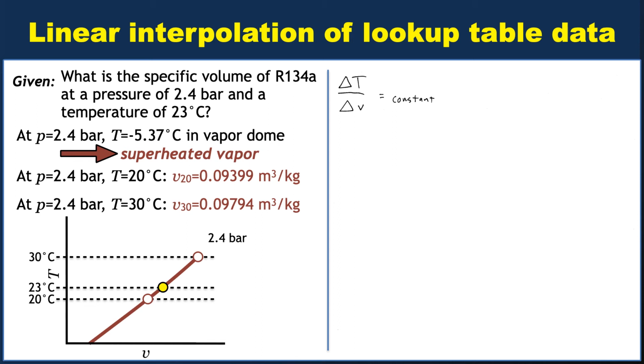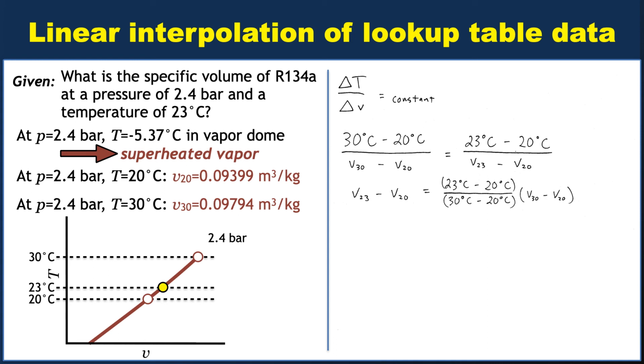So if we write that out, on the left-hand side, we have the slope between 30 degrees and 20 degrees. It's just 30 minus 20 divided by the specific volume at 30 minus the specific volume at 20. If the two slopes are equal, that should equal 23 degrees minus 20 degrees divided by now the specific volume at 23 degrees minus the specific volume at 20. Well, we can rearrange for this. Ultimately, remember, we want to solve for the specific volume at 23 degrees, so we want to solve for V sub 23. So let's move that over to one side.